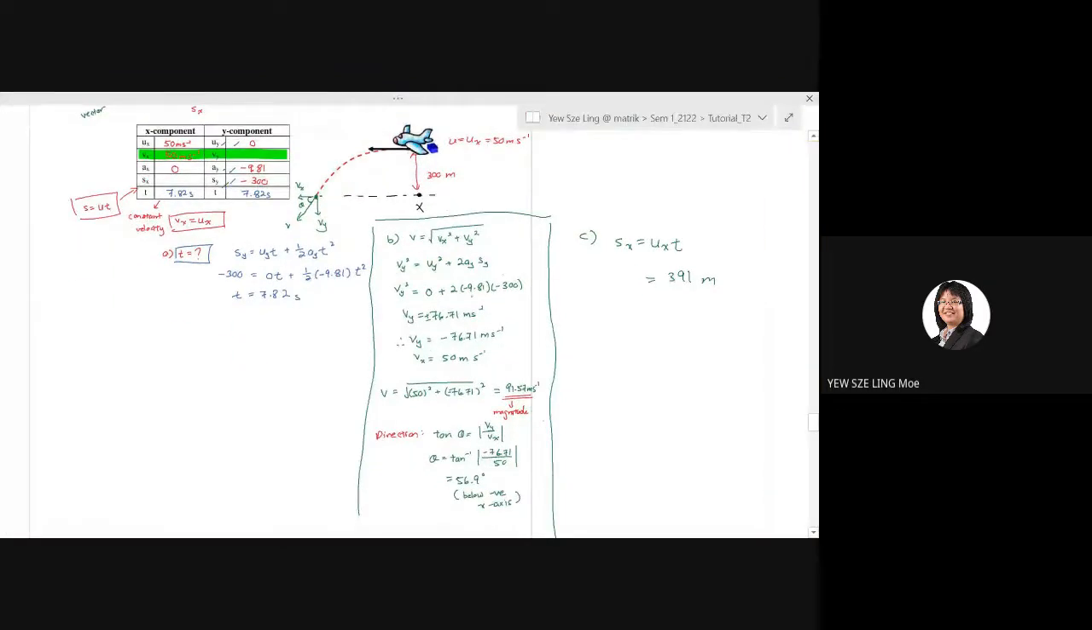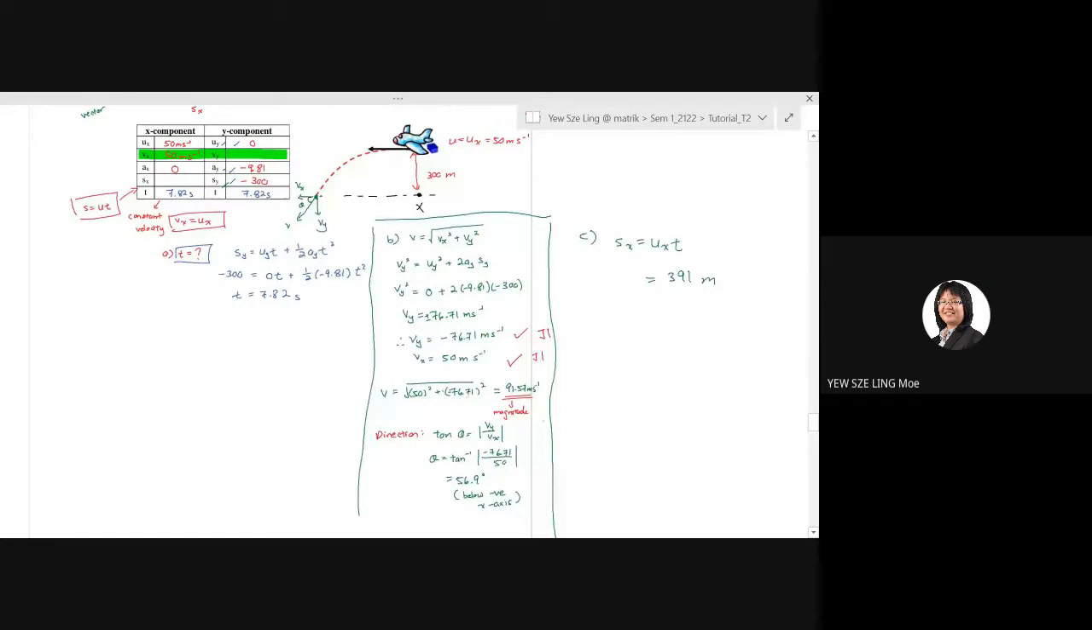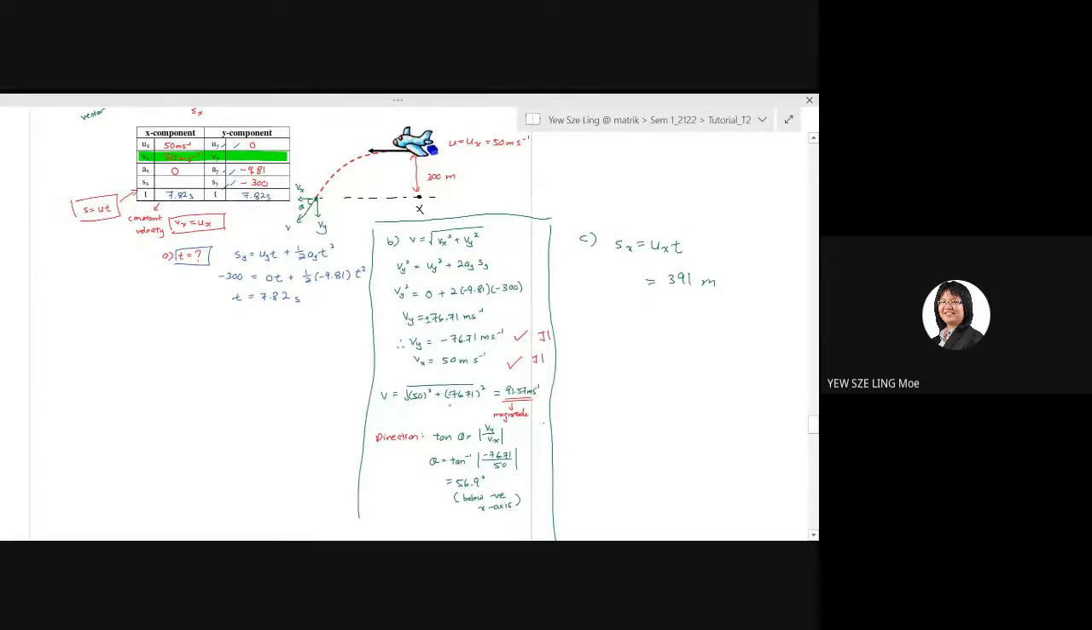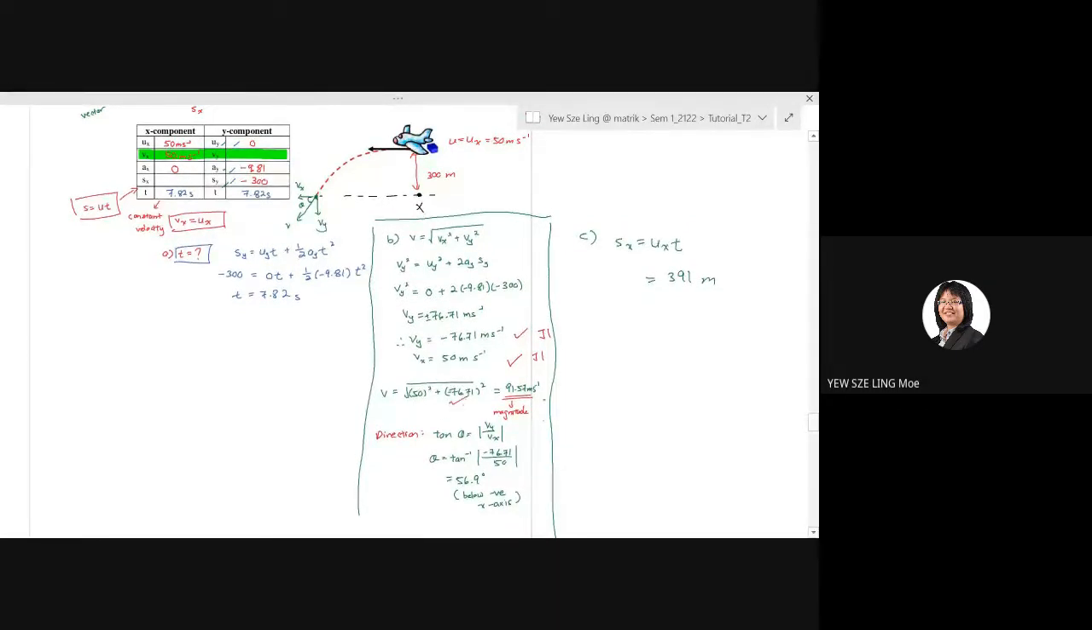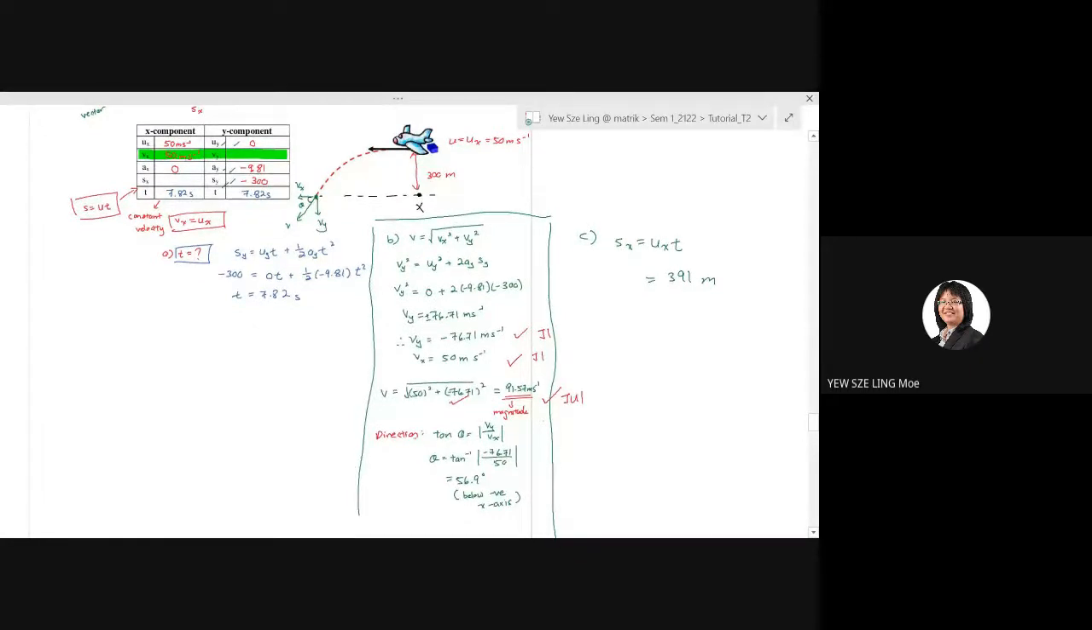Okay, so usually your Vy is 1 mark, and then the Vx 1 mark. Sometimes they will give the substitution, sometimes they don't give the substitution, but this 91.57 definitely 1 mark, and then the direction is 1 mark. Okay, the direction is 1 mark. 4 marks question.